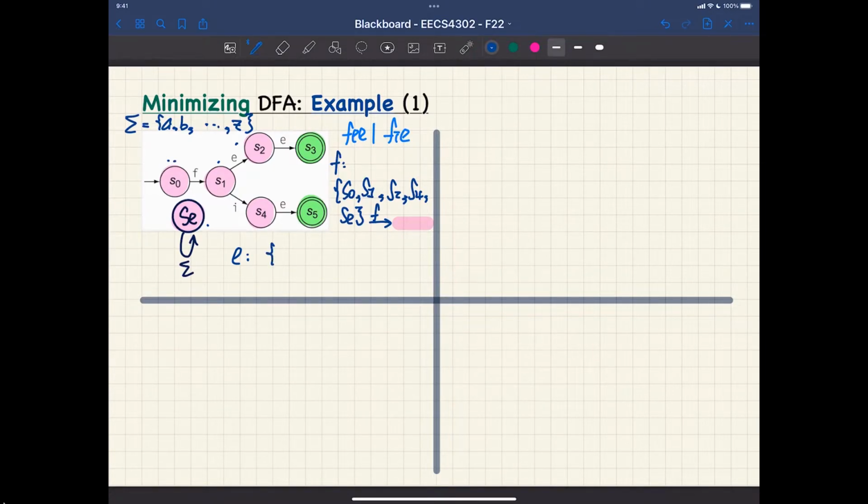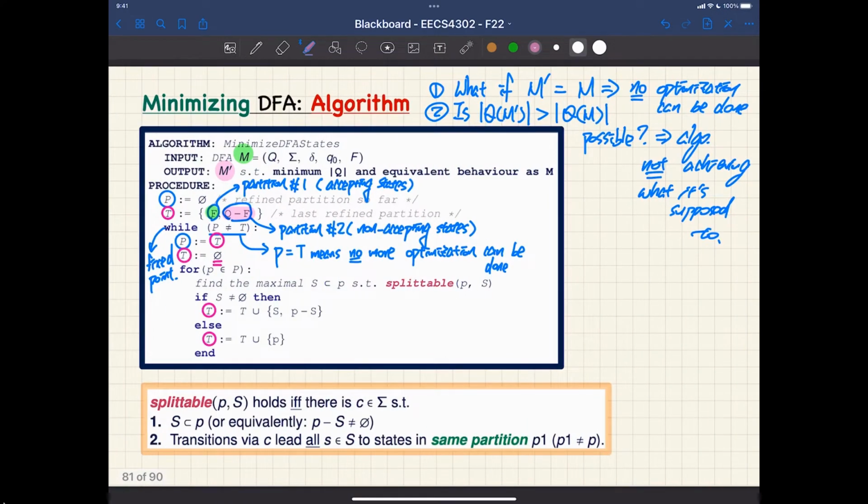So if I got S2, S4, and then I take the E, it's going to lead to the green. And then if I got SE, S0, S1, and if I take the same transition, it's actually going to stay in the same partition. And what I'm illustrating here, just to show you what's coming later when you study the algorithm, is really about this condition over here.